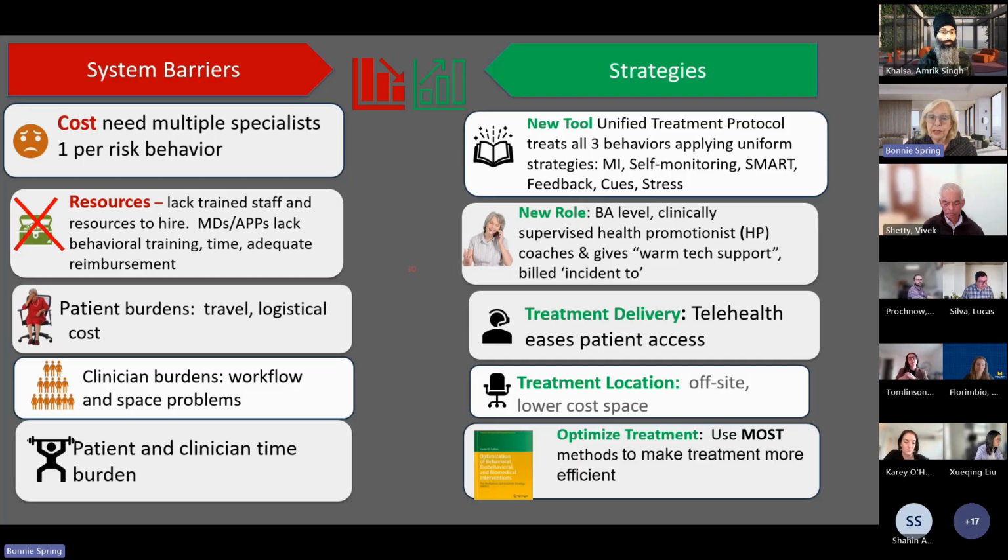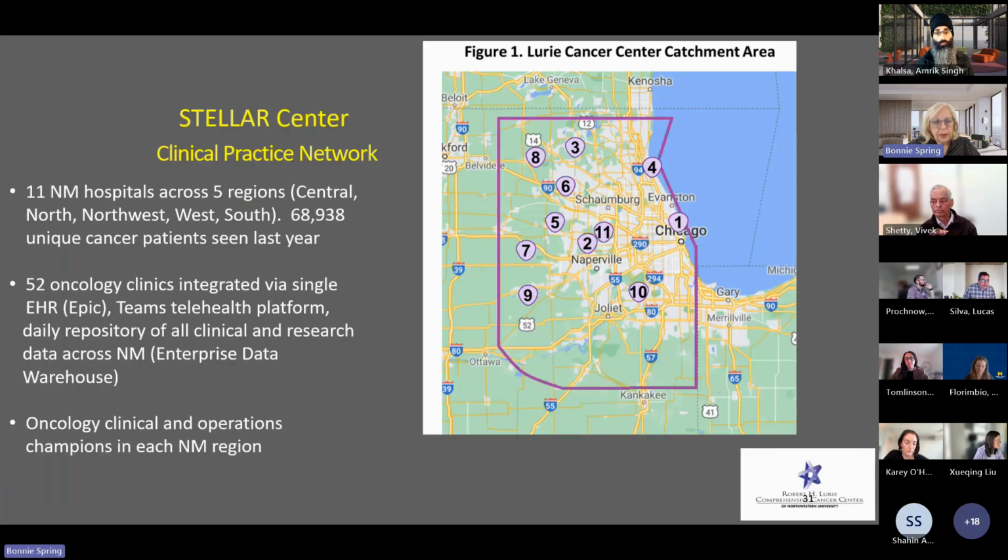We created a bachelor's level health promotionist. This person is supervised by licensed clinicians, but they do the coaching and they also give warm tech support, which has been another issue with mobile health. With mobile health, you usually have to train your disadvantaged folks, which means elderly or folks who don't have broadband or whatever. You have to train them to use these technologies. Well, our bachelor's level coaches are trained. They give warm tech support as well as doing coaching. Okay. So that overcomes a big resource burden.